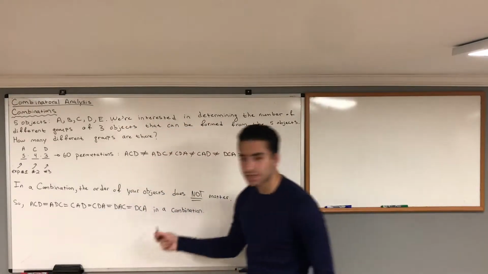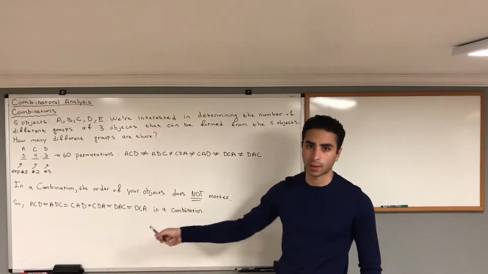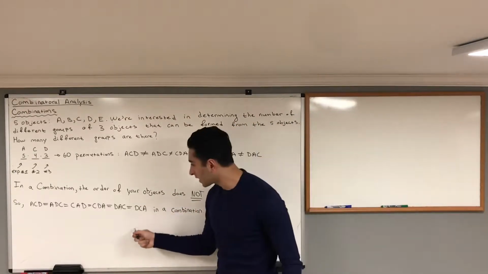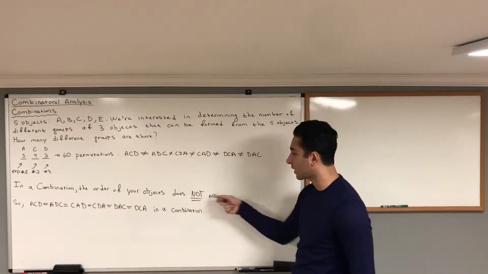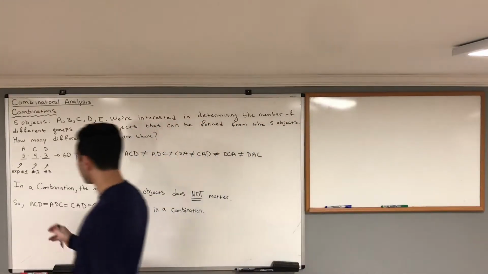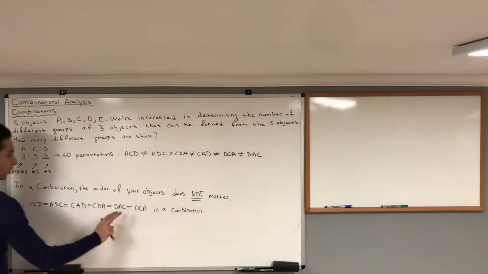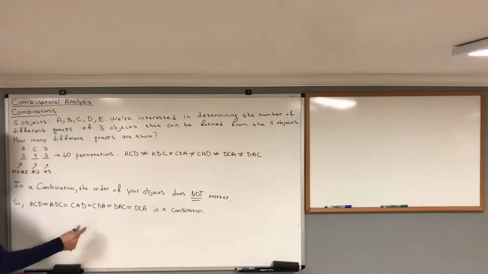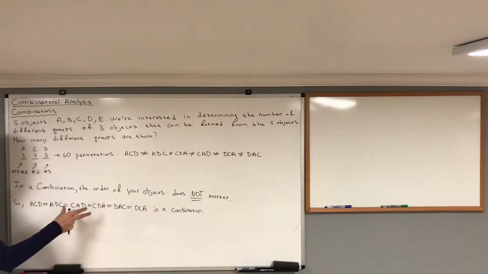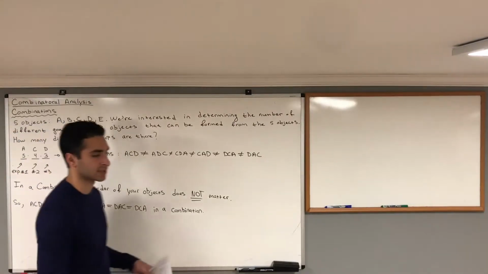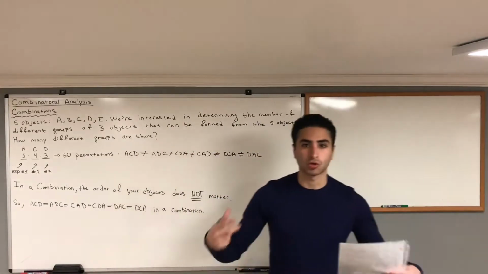All of these 6 groups are equal in a combination because they contain the same objects, because the order of your objects does not matter in a combination. Even though we rearrange the letters or the objects within each group, it is the same group in a combination.